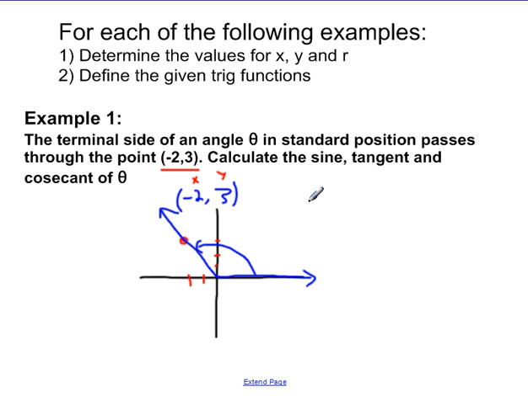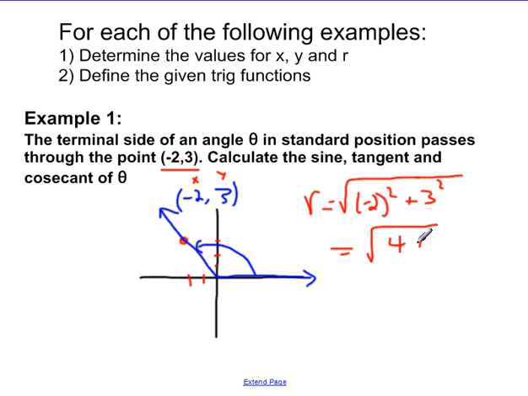How do we find r? Well, if you look back to the previous one, we're doing the Pythagorean theorem, where r was equal to the square root of (-2) squared plus 3 squared. So that gives us the square root of 4 plus 9, which is root 13. So now we have x, y, and we have an r. So now we can actually solve for our 3 trig functions.